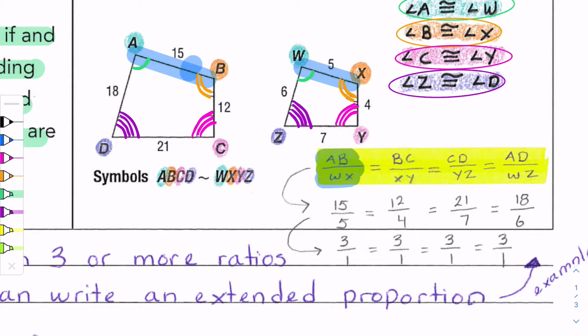So next we would look at side BC, which is proportional to XY. Next we have CD, proportional to YZ. And lastly, we have AD, proportional to WZ.